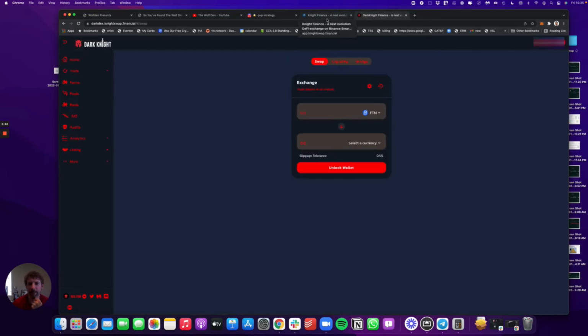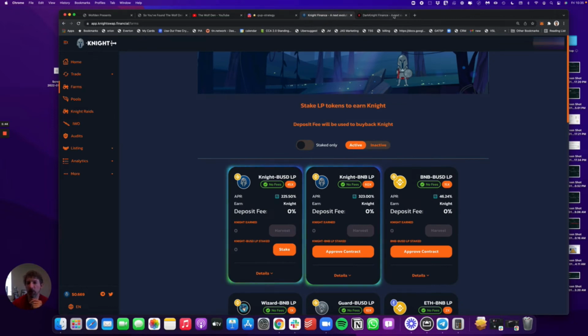This is Dark Knight and Night. I'm going to be focusing on Night, not Dark Knight at the moment. Night is the key focus of the Wolf Den. Dark Knight is on a different platform. Dark Knight is on the Phantom network. Night is based on the Binance network. So Binance USD, that's the token I suggested you buy, because that allows you to get started on this.